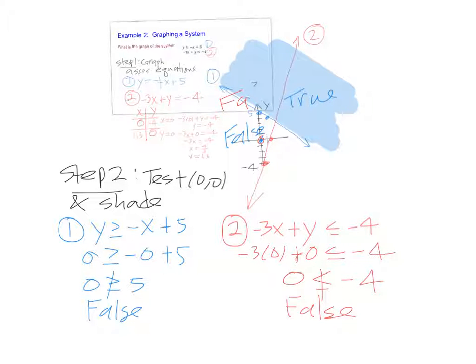is false on the side with 0, 0 and true on the other side, because the line always breaks the plane into two sides. One is false and one is true for any given inequality. So we'll shade accordingly. We see that the overlapping region that's slightly purple, where red and blue overlap, is in fact the solution of the system of linear inequalities.